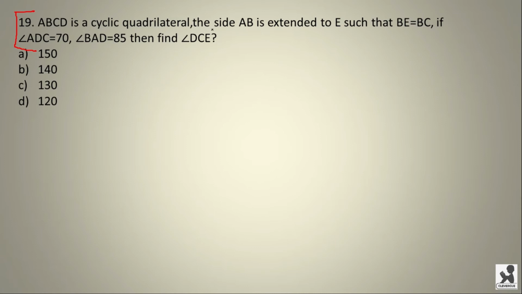ABCD is a cyclic quadrilateral. The side AB is extended to E such that BE is equal to BC. If angle ADC is equal to 70 degrees and angle BAD is equal to 85 degrees, then find angle DCE. So let us draw the quadrilateral first. So first, draw a circle.